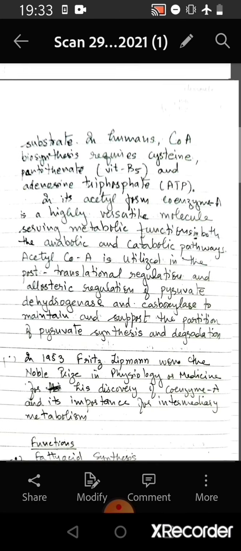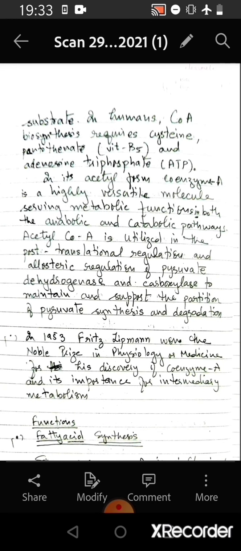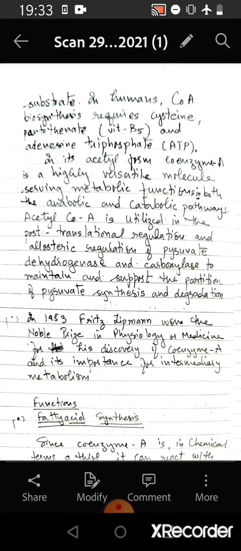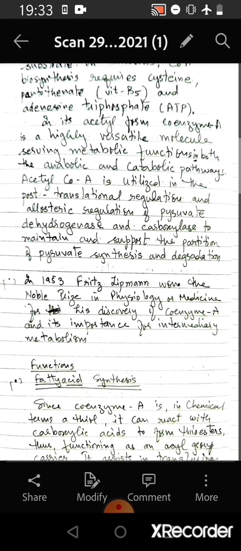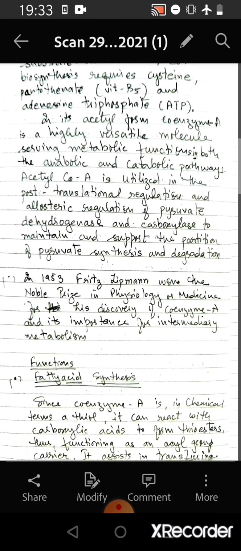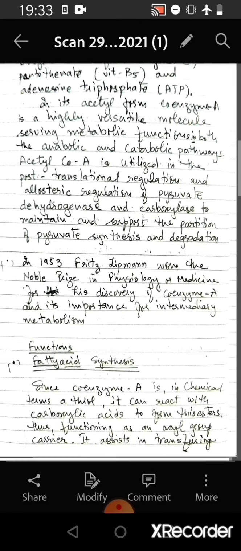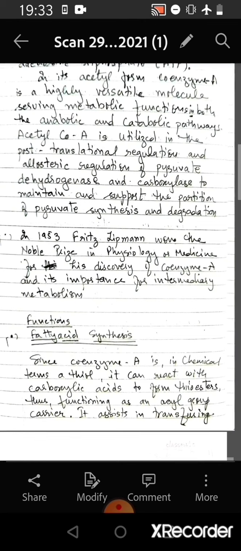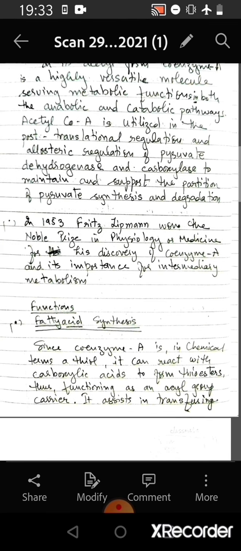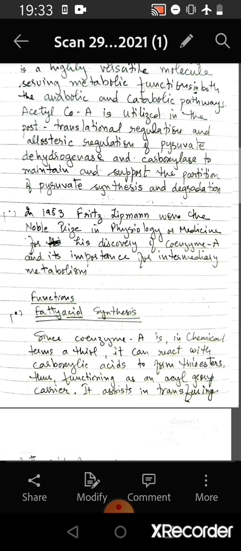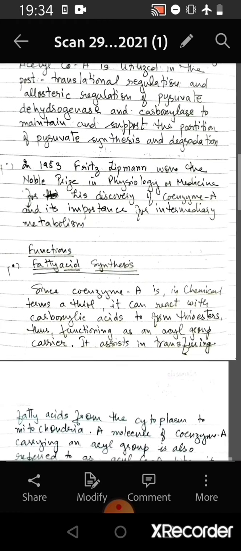In humans, coenzyme A biosynthesis requires cysteine, pantothenate (vitamin B5), and adenosine triphosphate, ATP. In its acetyl form, coenzyme A is a highly versatile molecule serving metabolic functions in both the anabolic and catabolic pathways. Acetyl coenzyme A is utilized in the post-translational regulation and allosteric regulation of pyruvate dehydrogenase and carboxylase to maintain and support the partition of pyruvate synthesis and degradation.